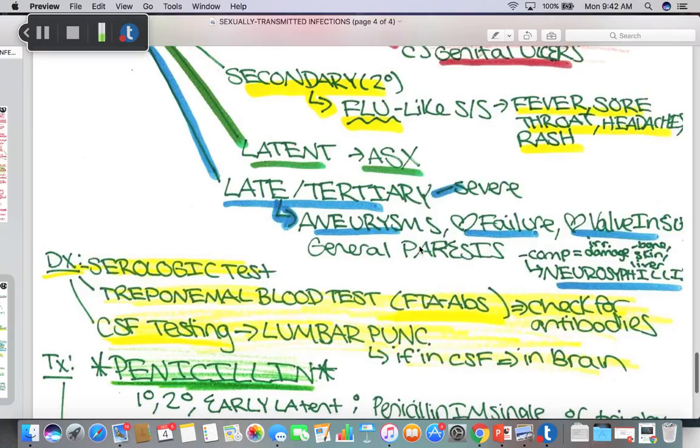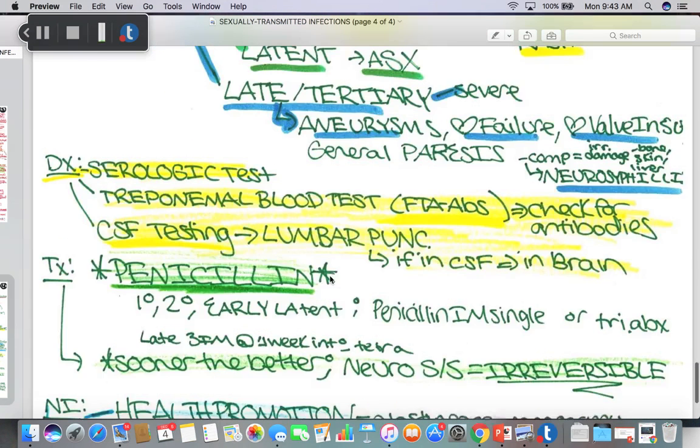Diagnostics for syphilis include serologic testing, a treponemal blood test, which is FTA-ABS, to check for the antibodies. You can do CSF testing via a lumbar puncture. Always get a CT before a lumbar puncture, because if there is syphilis in the CSF, this means it's in the brain, so this is going to lead to neurosyphilis.